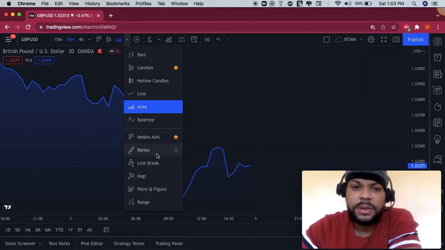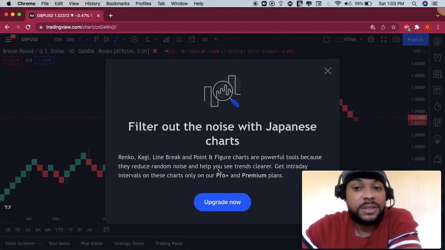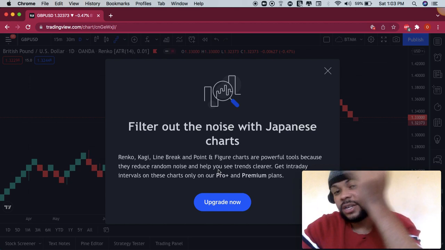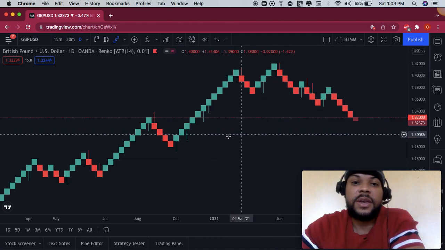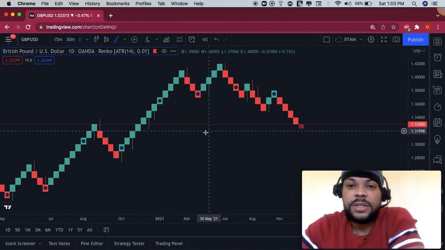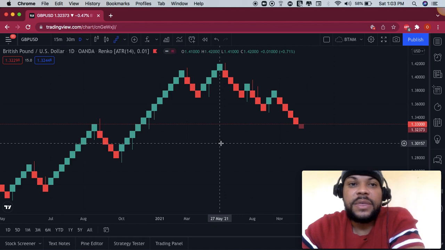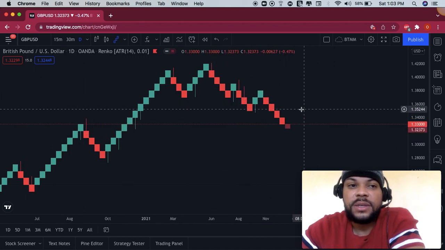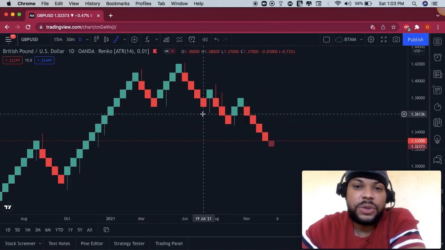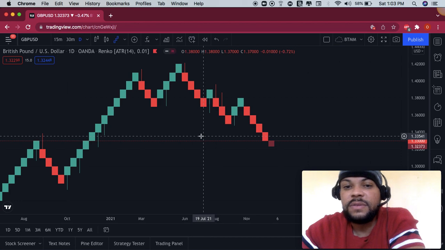Renko is also popular. Renko is very popular, but it's only available on the daily chart. Or if you want to upgrade, then you'll get access to these as well. So the Renko chart, I think the Renko chart has the best candle formation in terms of identifying the trends. So I think this one is kind of better than the Heiken Ashi, because it can clearly show you what type of trend is happening at any given time.